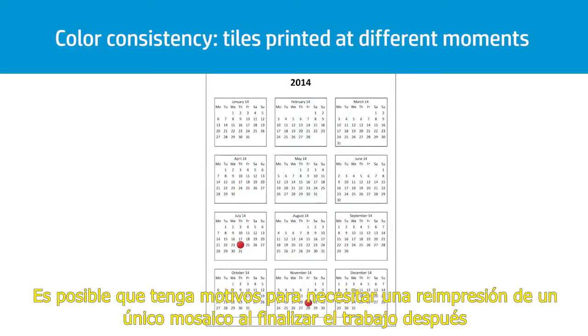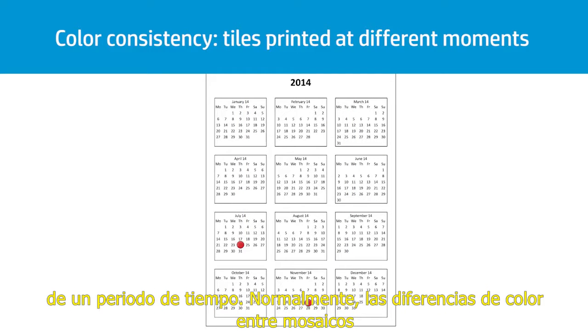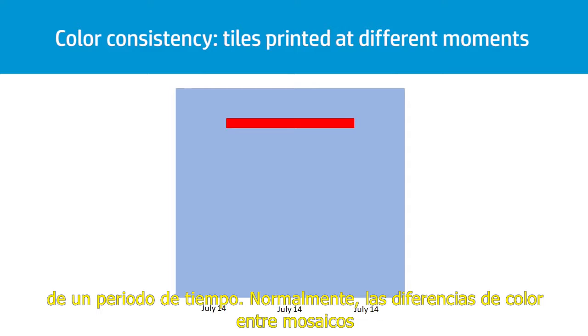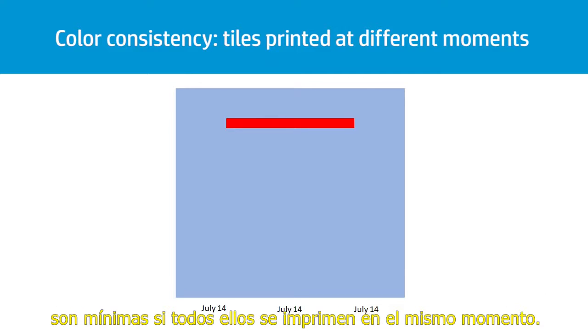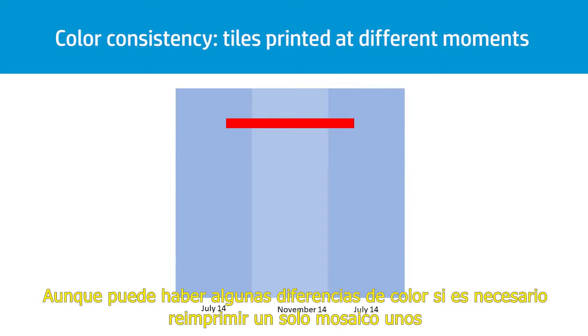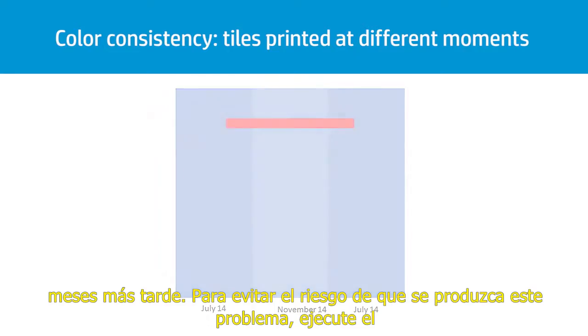You may have cause to need a reprint of a single tile out of the complete job after a period of time. Usually the colour differences between tiles are minimal, if all of them are printed at the same moment. But there may be some differences in colour if a single tile needs to be reprinted some months later.